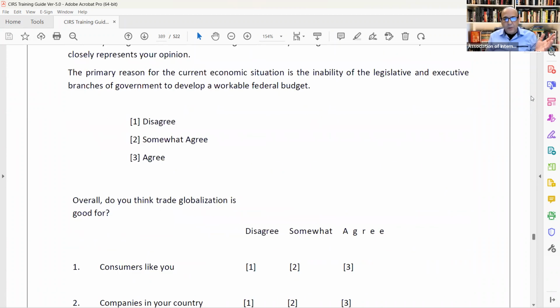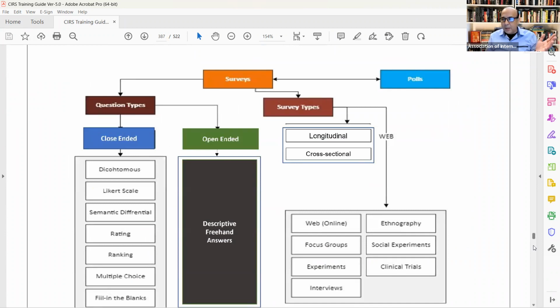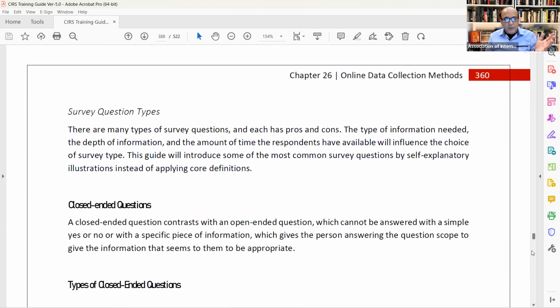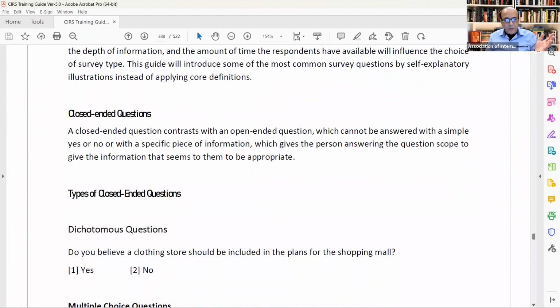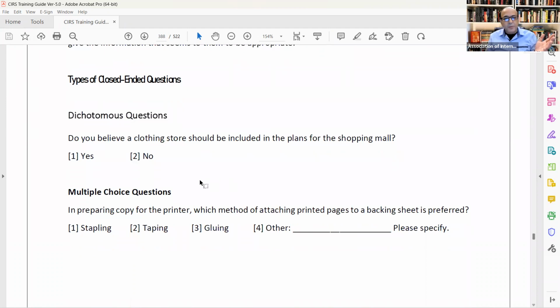Now I'm going to come back to the types. I guess we'll start with dichotomous. Dichotomous means a survey question that is to be answered either as yes or no. Dicho means two. Dichotomous means two values. So it could be yes or no, could be good or bad. Those are dichotomous and it's easy.